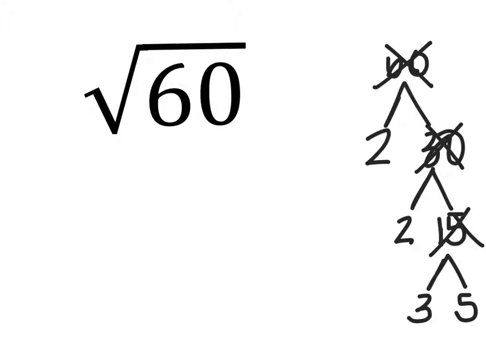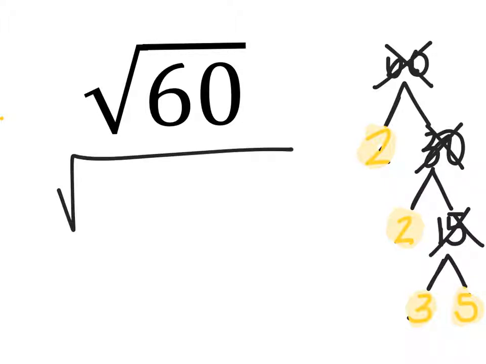So if I take all of my end numbers, my 2 here, my second 2, my 3, and my 5, then I can rewrite the square root of 60 as the square root of 2 times 2 times 3 times 5. You can verify that this is correct because you can multiply these numbers back together. Just going in order, 2 times 2 is 4, times 3 is 12, and 12 times 5 is 60. And this is critical that you understand: since this is a square root, we are looking for numbers in our factorization that showed up in pairs. Notice I had a pair of 2s, so I'm looking for groups of 2.